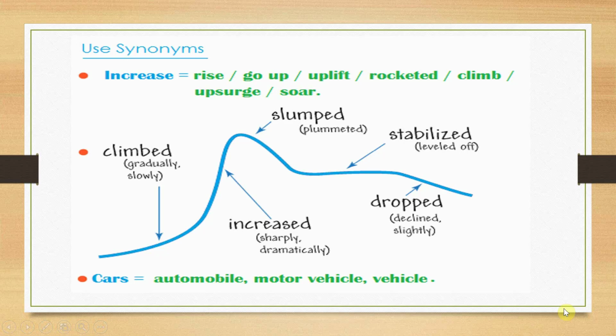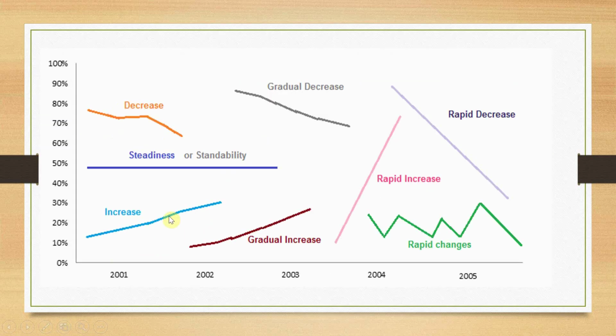Did it gradually or slowly climb? Did it plummet, or did it stabilize? If you use increase, is it an increase sharply or dramatically, or just slightly, or decline slightly? And for cars, you can use a synonym: automobile, motor vehicle, or just vehicle.